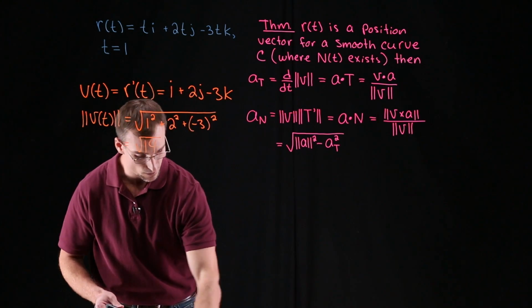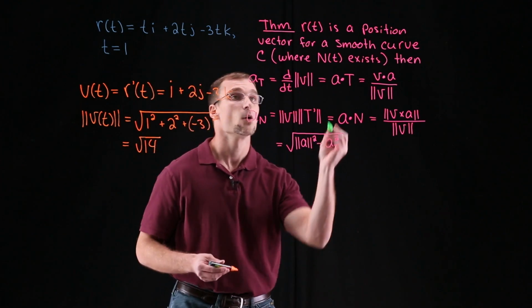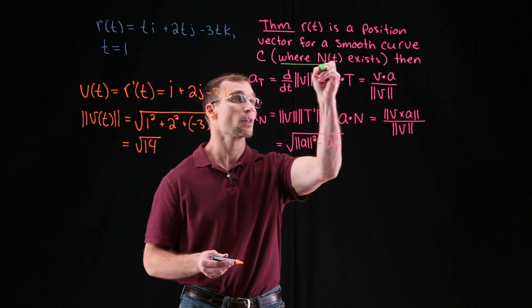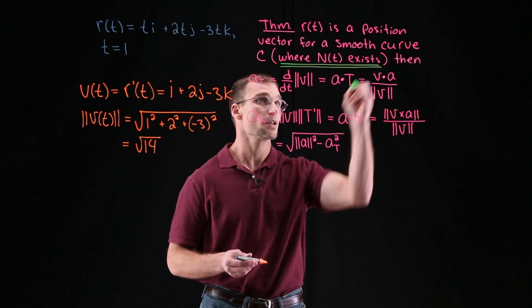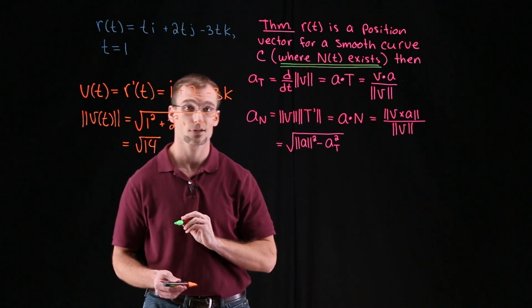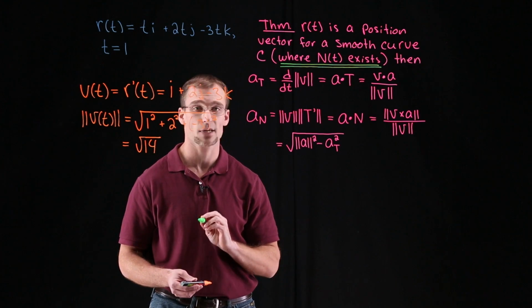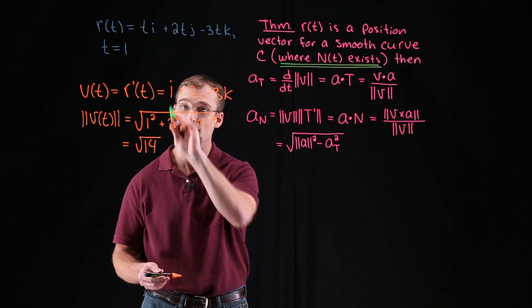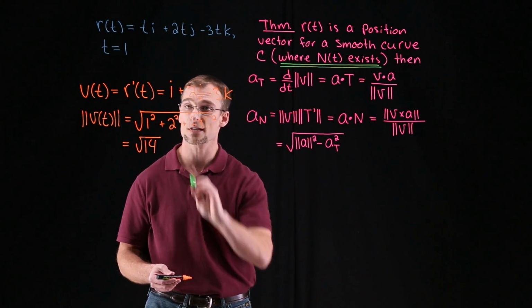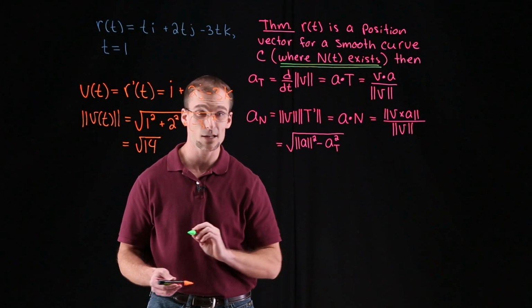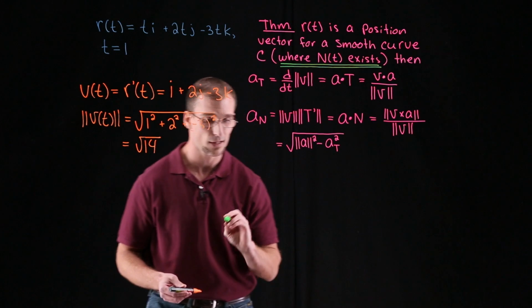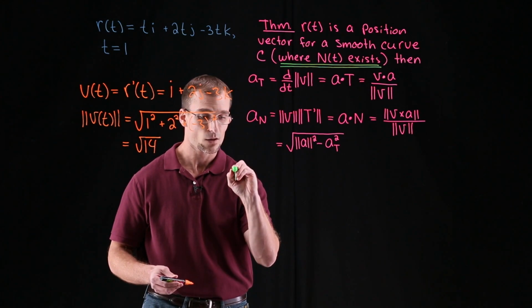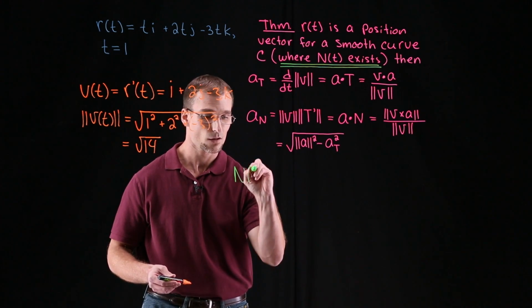If we take a look at our theorem, one of the conditions for these formulas to be valid is that our unit normal vector has to exist. And we can see a problem with that emerging when we look at what we got for our velocity vector, in the fact that everything remaining was constant in terms of t. So let's take a look again at what N is and how it's defined.